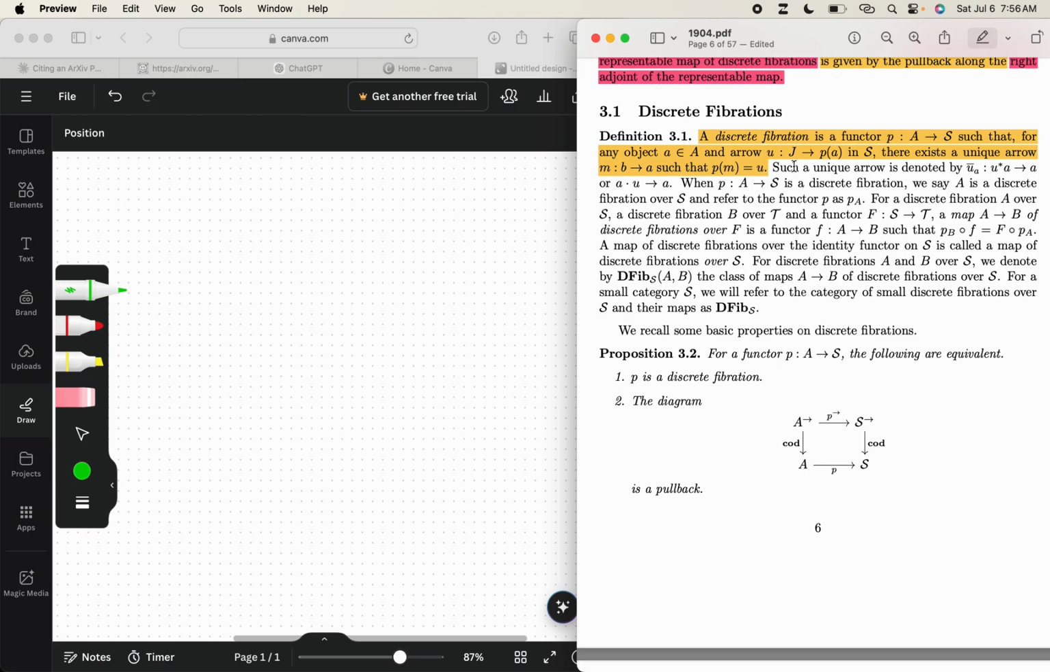Okay, such unique arrow is denoted by U with a bar subscript A, which is defined as U star A to A. And I actually don't really know where the star thing is coming from. But I can just think about it with this notation.